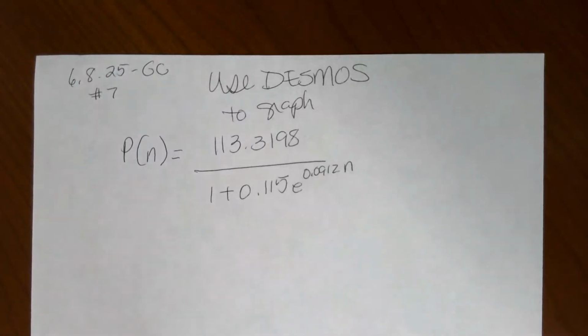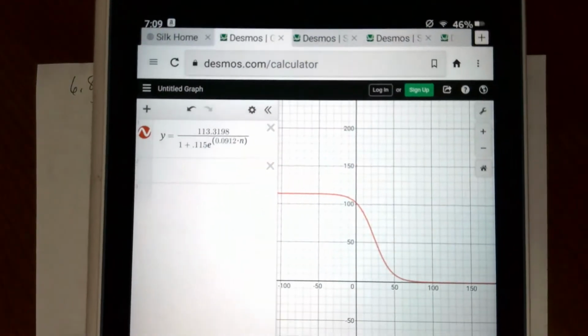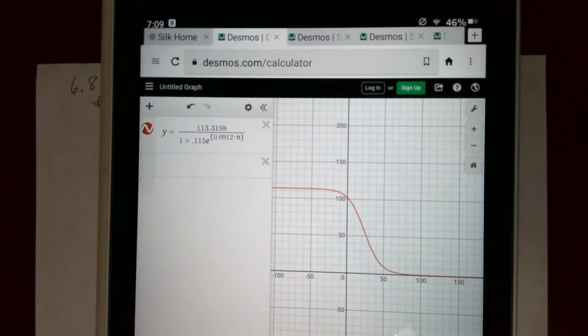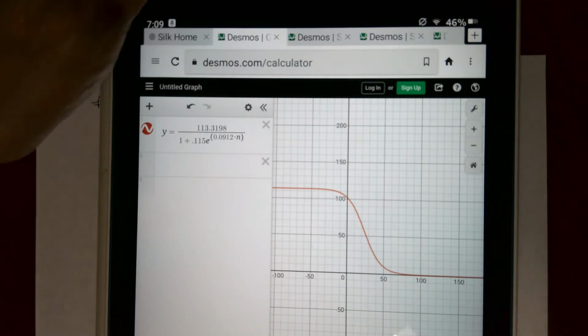Problem number 7 is telling you to use a graphing utility to graph this function. So I entered this function into the Desmos graphing calculator, and this is the image that I got. Notice that it crosses at 100, and then it keeps getting closer and closer to 0 as it goes on from there.